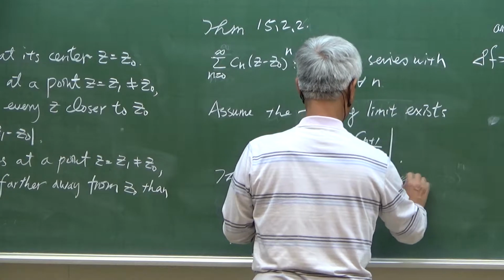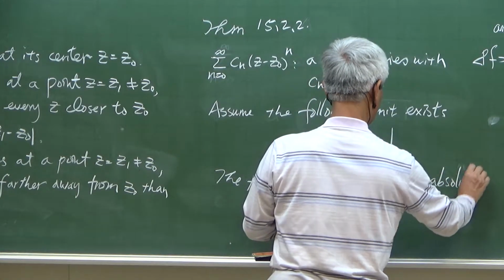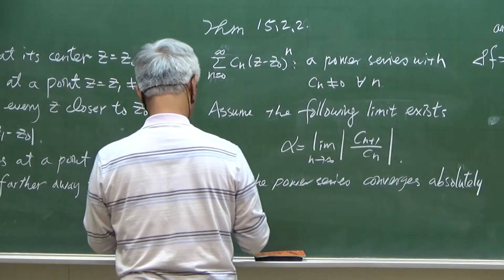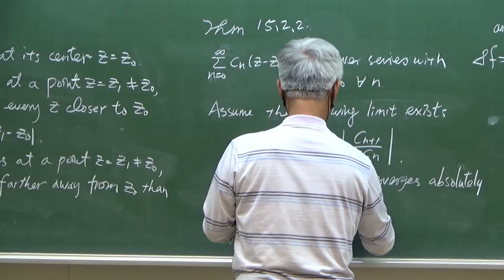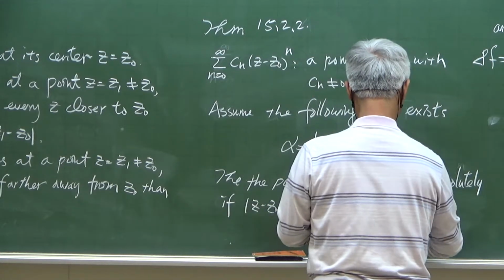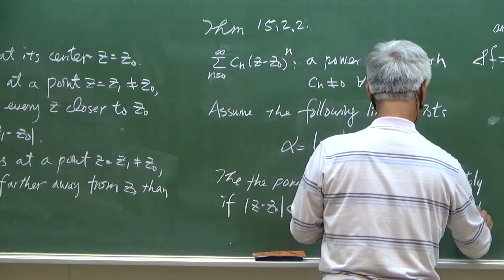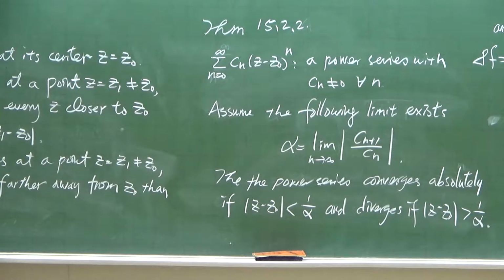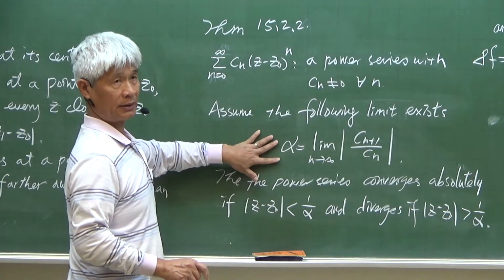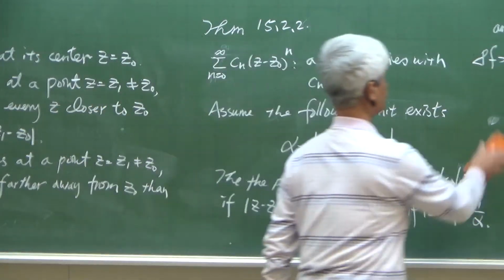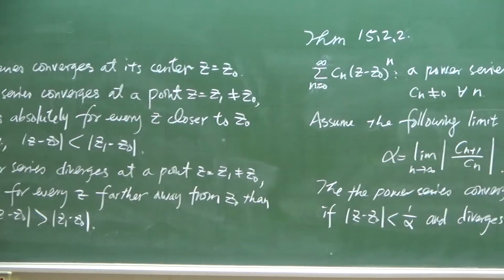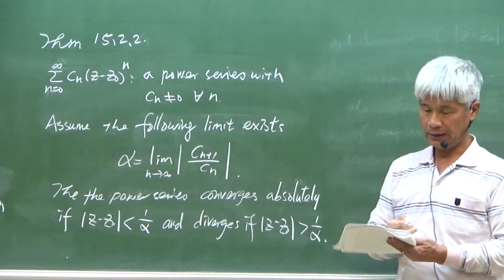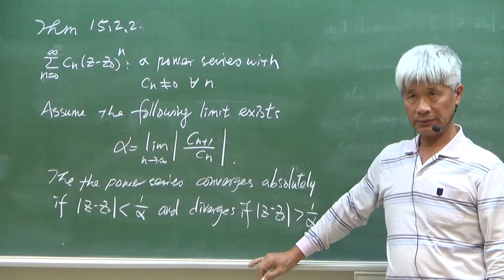Then the power series converges absolutely if |z minus z0| is less than 1 over alpha, and diverges if |z minus z0| is greater than 1 over alpha. Okay, so you can use the ratio test here. I just mention the statement without proof because you can see the proof in my lecture notes. It's quite simple, just apply the ratio test.